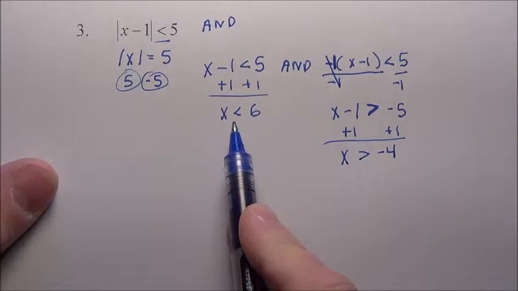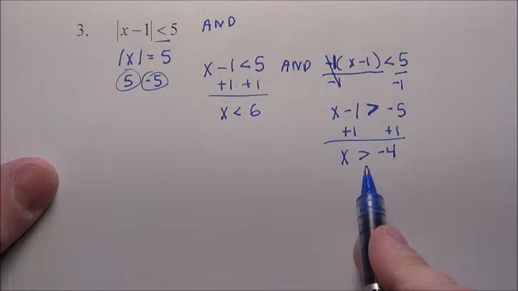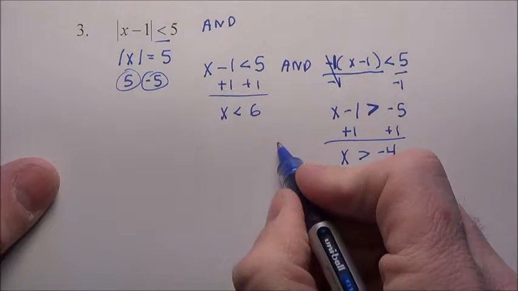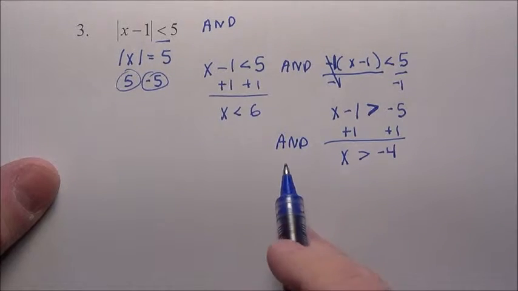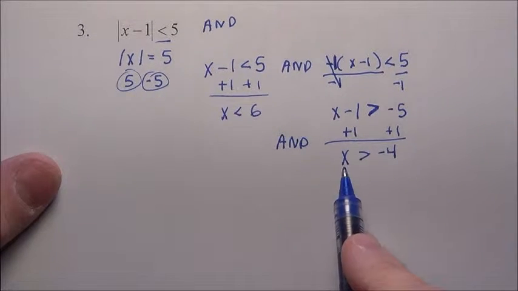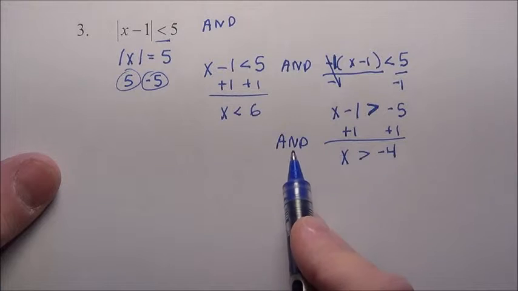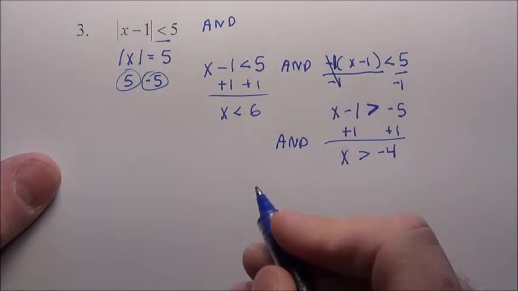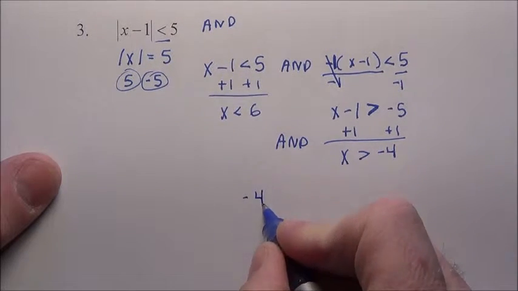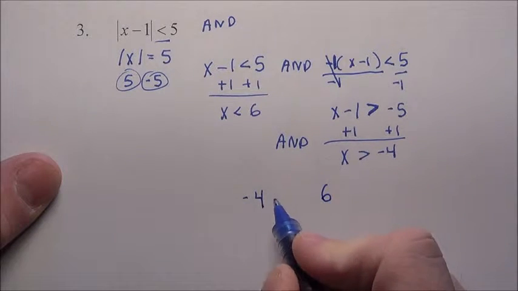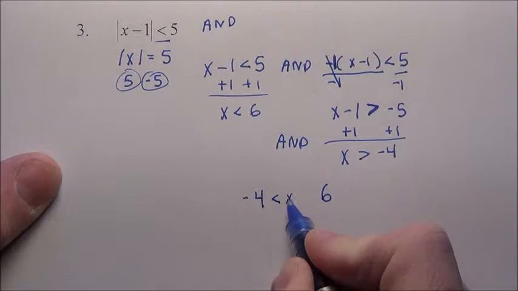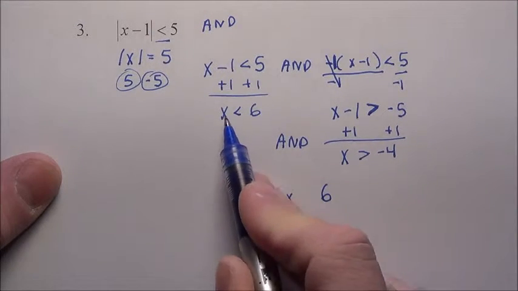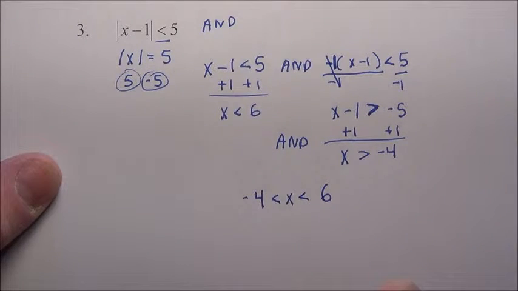So x is going to be less than 6, and at the same time it's got to stay bigger than negative 4. Now I don't want you to come in here and say, oh, what's that and that. We got to put this together. We got to think this through. I want x to be bigger than negative 4 and at the same time smaller than 6. The way we write that is, here's negative 4, here's 6. x has got to be bigger than that negative 4, yet at the same time it stays smaller than 6.